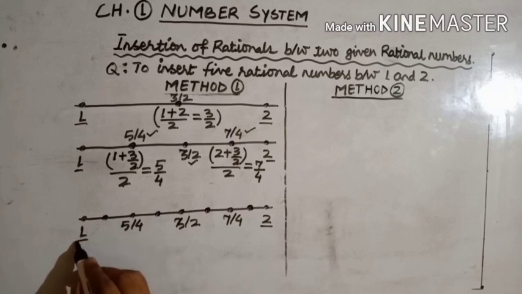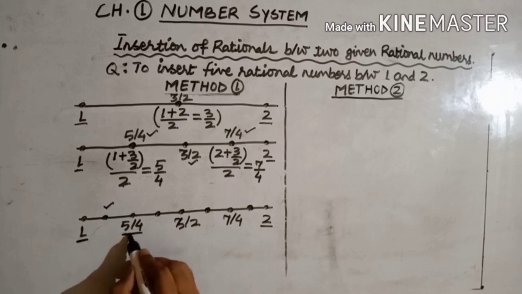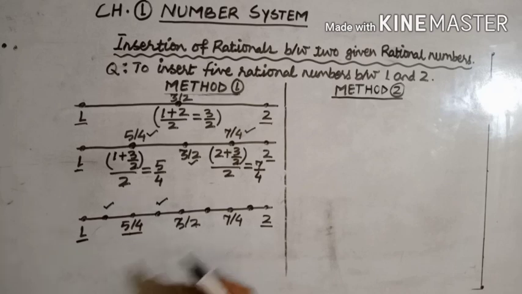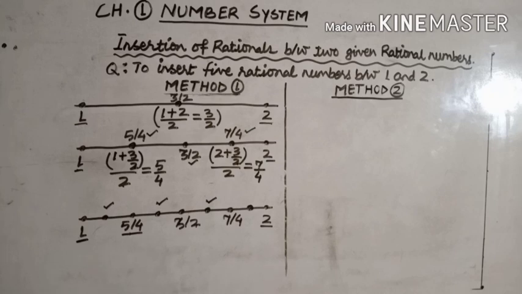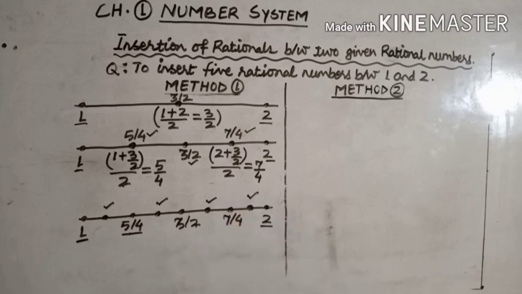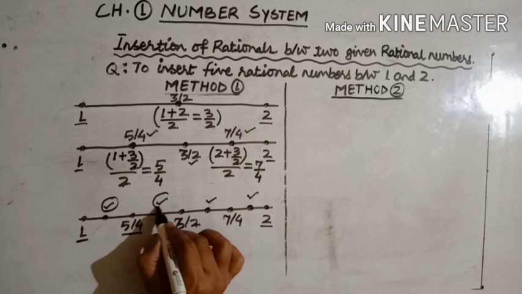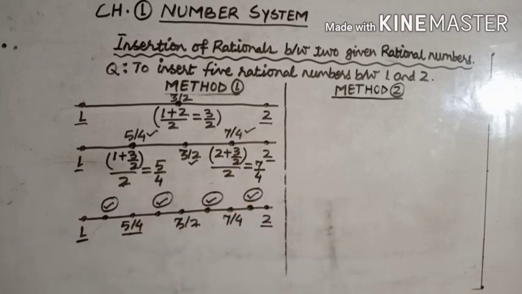which could be the average of 1 and 5 by 4, the average of 5 by 4 and 3 by 2, the average of 3 by 2 and 7 by 4, and the average of 7 by 4 and 2. So any two you have to calculate, not all four, any two. So try to find the remaining two rational numbers in the same manner yourself.